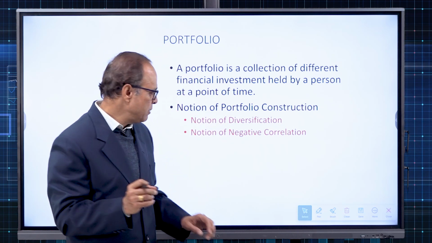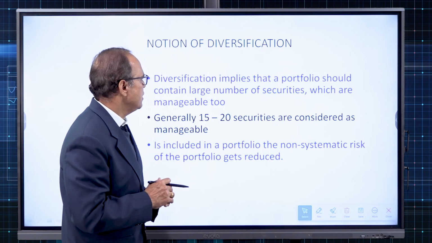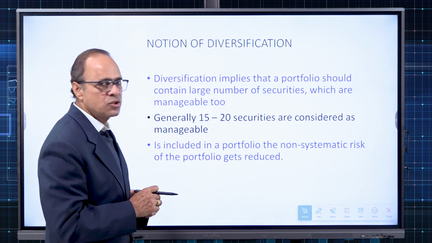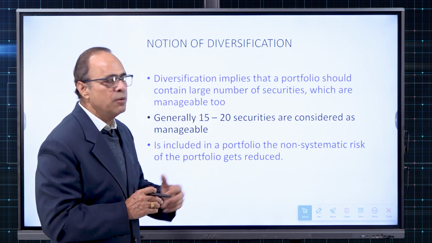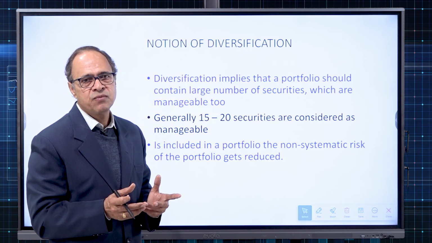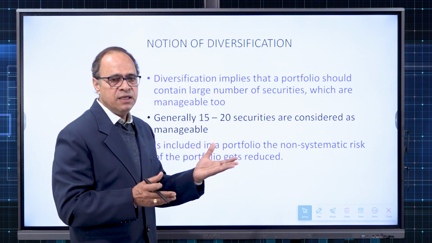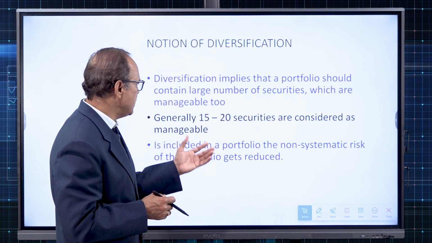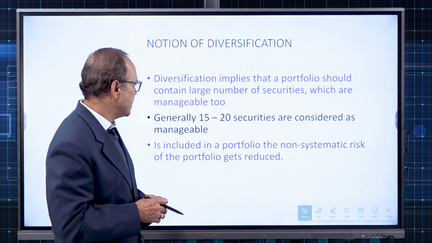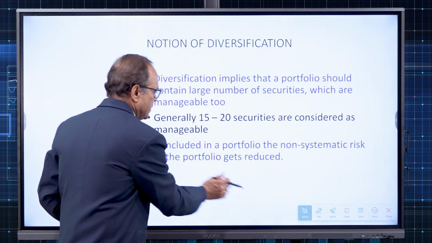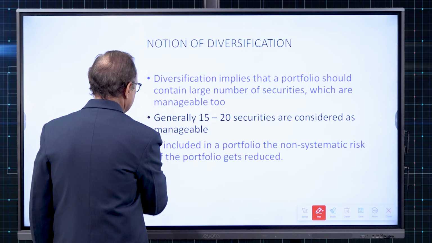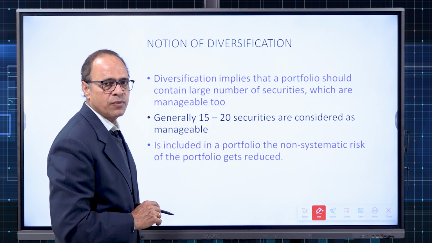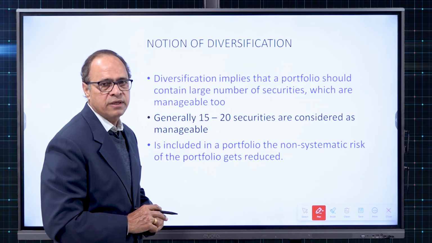So diversification simply implies that a portfolio should contain a large number of securities. Why have we written securities? Because generally people consider portfolio to mean a portfolio of equity shares. So if you are creating a portfolio of equity shares, invest across 10 to 15 companies which are manageable. When they are included in a portfolio, the non-systematic risk of the portfolio gets reduced. That is the basic concept of diversification.